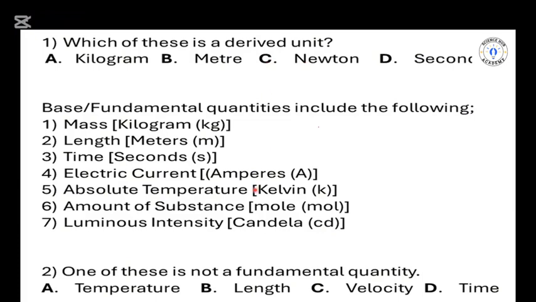And then question 2 says, which of these is not a fundamental quantity? Temperature is a fundamental quantity, it exists here. Length is fundamental. Velocity, for confusion, go to the last option as well. Time is fundamental, so velocity is the quantity here that is not fundamental.